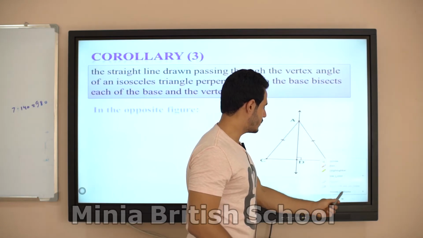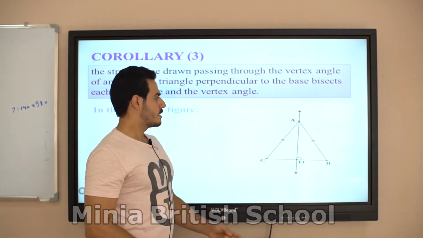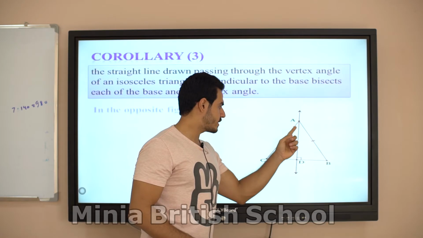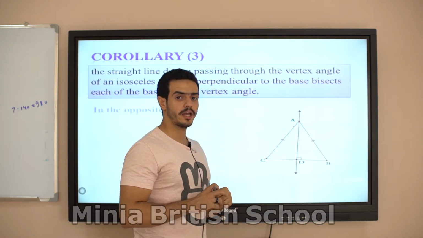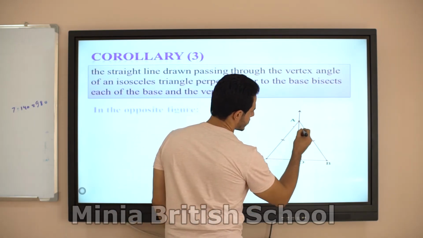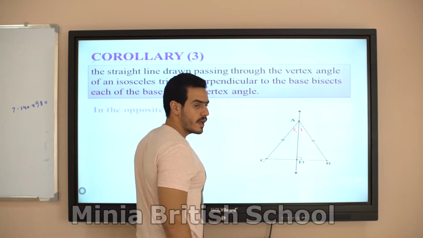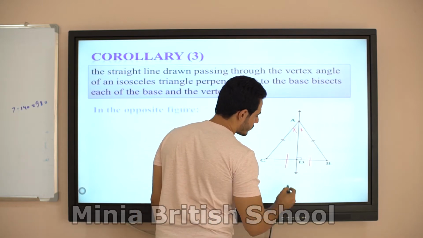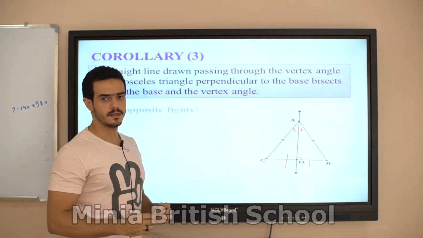Corollary 3. The perpendicular from the vertex of an isosceles triangle bisects this vertex angle and D is midpoint of BC.